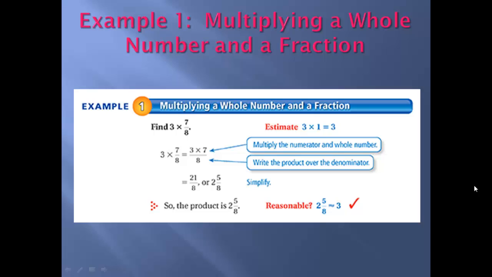In order to solve this problem, we're going to multiply our numerator and our whole number. So we're going to multiply 3 times 7, and then write the product over the denominator, which is 8. 3 times 7 is 21, so we have 21/8, and that would simplify to 2 5/8. We can check and see if this is reasonable, and 2 5/8 is about 3, so our answer is reasonable.